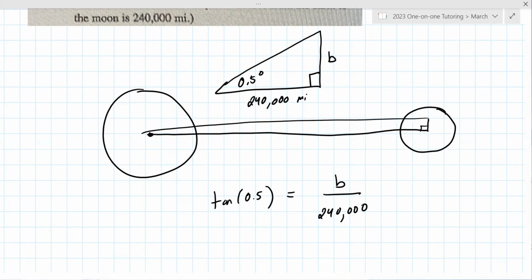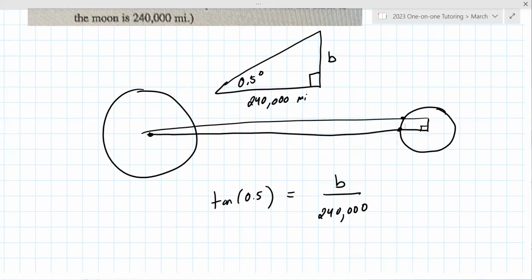To solve for b, you just have to clear out the fraction, meaning you multiply both sides by 240,000. Go ahead and calculate that for us, please. I got 2,094.45. Yes, 2,094. So if your target was there, you missed it by 2,094 miles. That could be a lot.